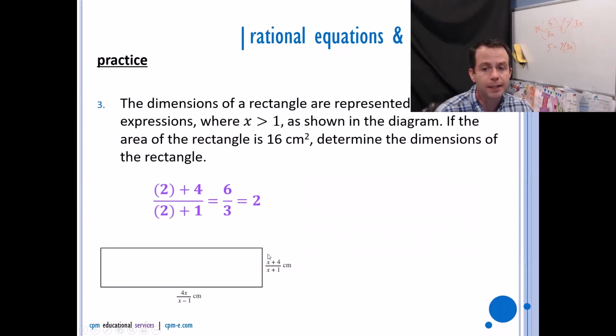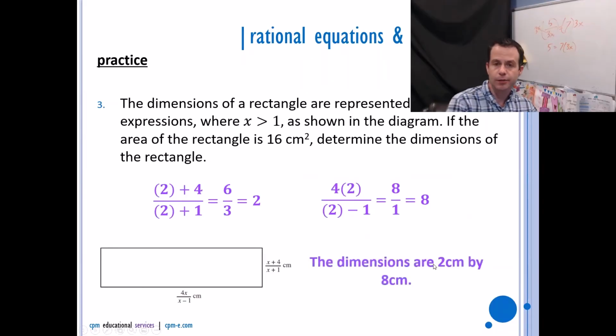So on the x plus 4 over x plus 1, if I plug in 2, I get 6 over 3, which is 2. And then on the base guy here, the 4x over x minus 1, when I plug in the 2's for x, I get 8 over 1, which is 8. Okay, so then I conclude the dimensions of the rectangle are 2 centimeters by 8 centimeters.